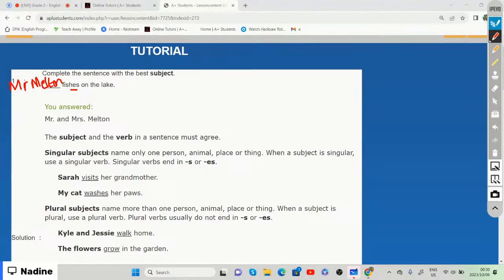And we specifically said Mr. Melton because a singular subject names one person, animal, place, or thing. And the subject and the verb usually ends in s or es. So Mr. Melton fishes on the lake.